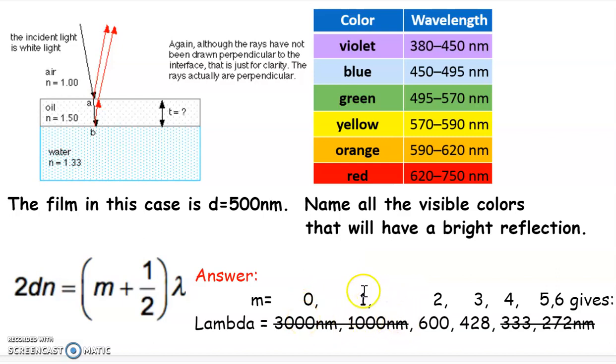Then we had the next one. When M equals 1, you should get 1,000. Can't see that one either. When M equals 2, you get a 600, which is sort of like orangey color. So one of the colors that would come out and be bright here is sort of this orangey color. And the next one is at 428. So 428, sort of a bluish violet color, is the other color that's coming out. And so your eye would see both of these colors and interpret it appropriately.